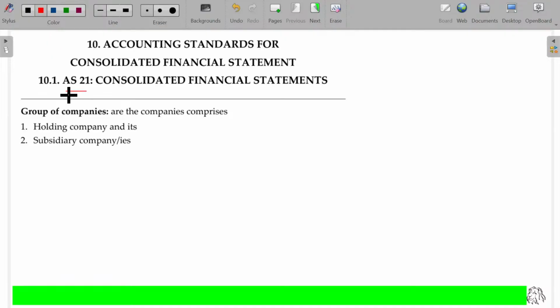AS number 21. Consolidated financial statement. Accounting standard for consolidated financial statement.